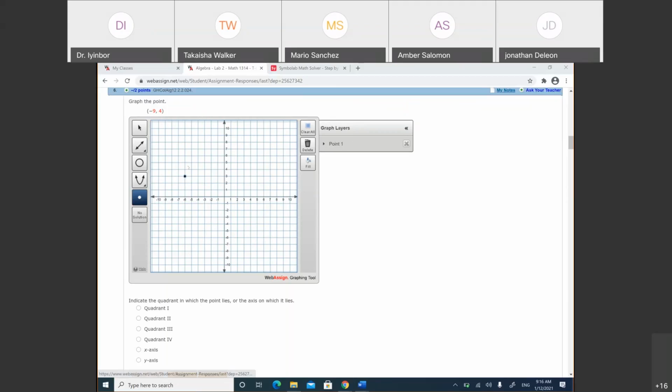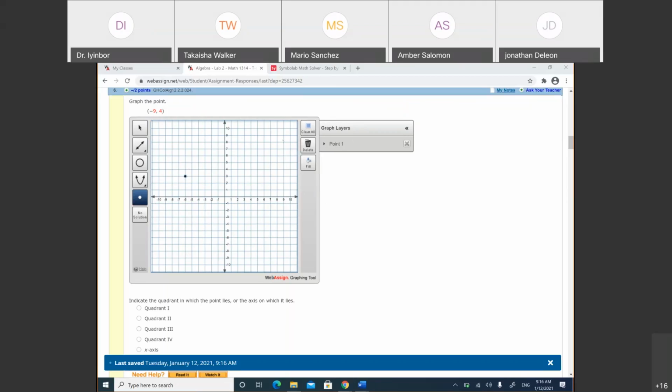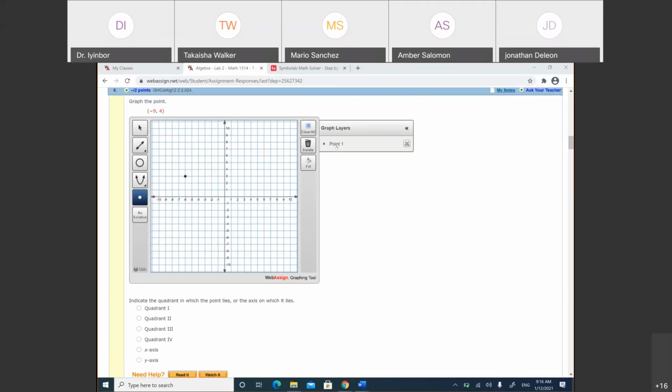So when I click at negative, see, I clicked in a different place. Let's say you don't click exactly where you need to click. If you see here next to delete, it says 0.1. When you click on that, it's going to give you the coordinates.